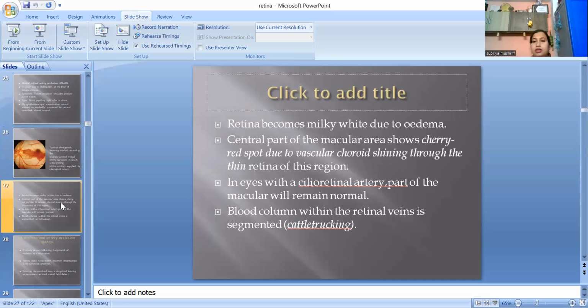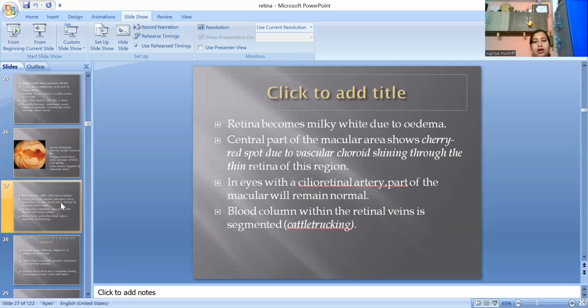Because the macula is the thinnest part of the retina. The whole retina becomes pale, the thickest retina becomes pale and the thinnest retina also becomes pale, but because it is the thin part, the underlying choroid shines through against the background of the white pale retina in central retinal artery occlusion. So this is the characteristic feature of central retinal artery occlusion: cherry red spot at the macula because of the underlying vascular choroid shining through the thinnest retina of the region.